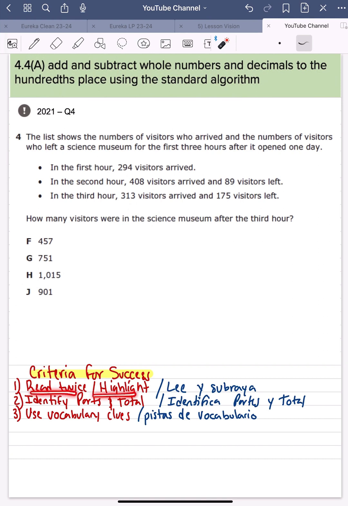Reading twice, guys, and highlighting. Especially with word problems, you have to be able to read carefully, find out what the story is giving you, what do they want you to find.